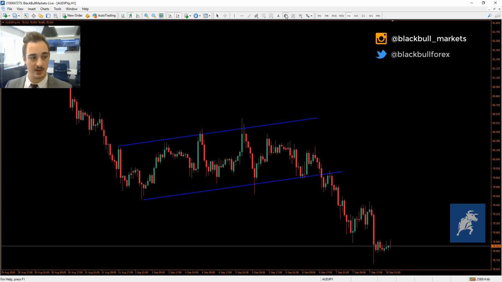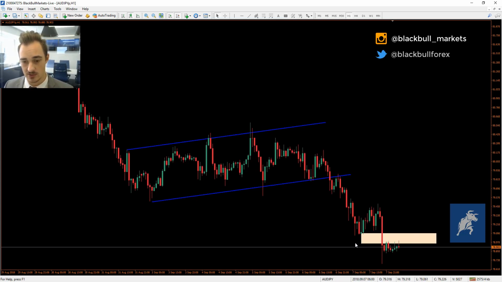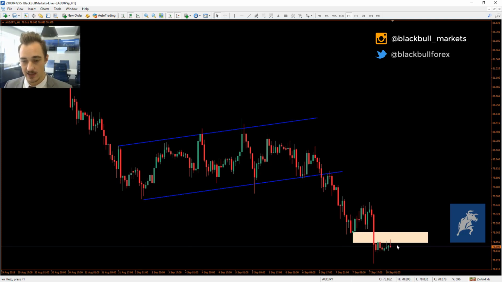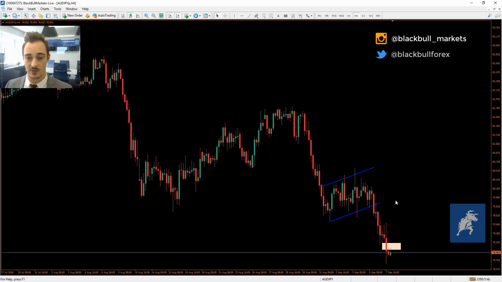So we do have something similar to the Aussie Swiss franc. We have this area of resistance to support, support to resistance, a nice big break, and now we're having a retest. So we'll see what happens. If it does bounce to the downside, we could look for further moves in the direction of the trend, as it is on the Aussie Swiss franc.